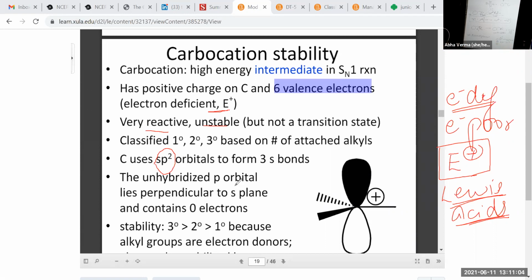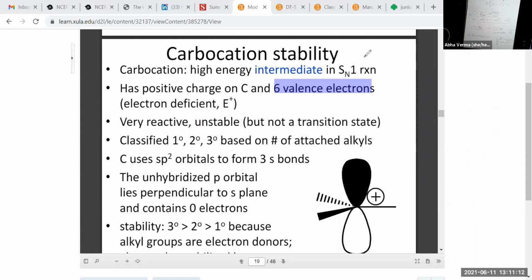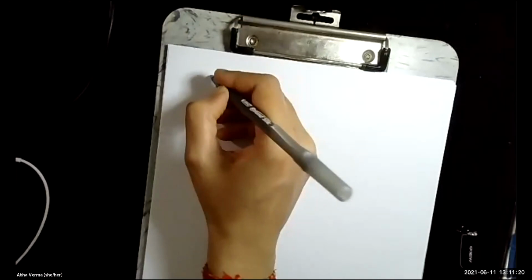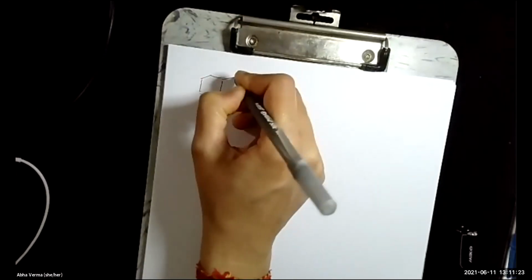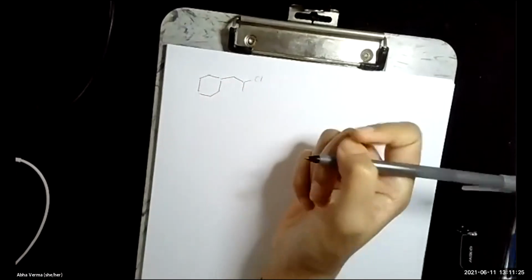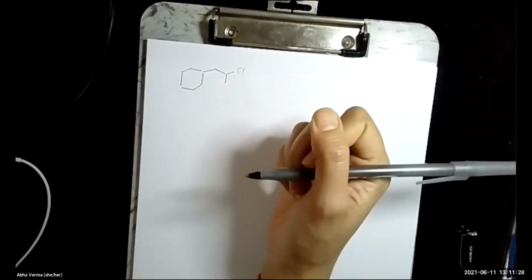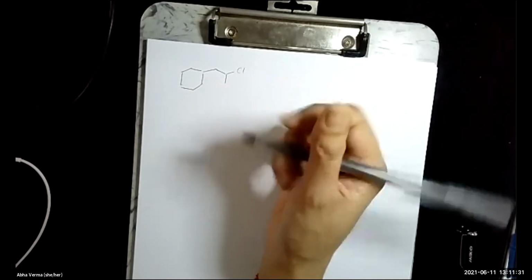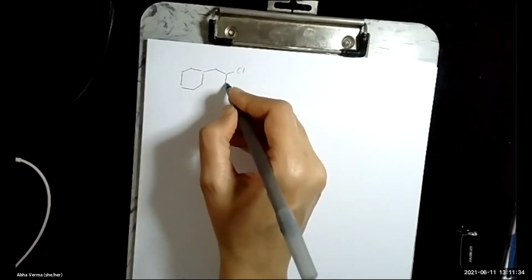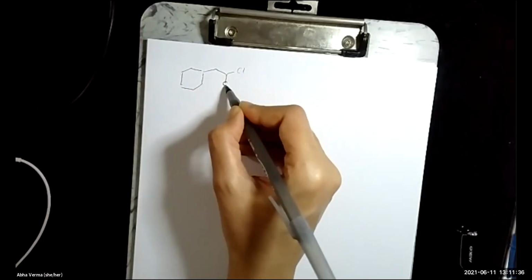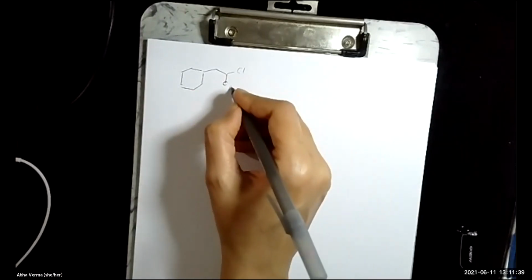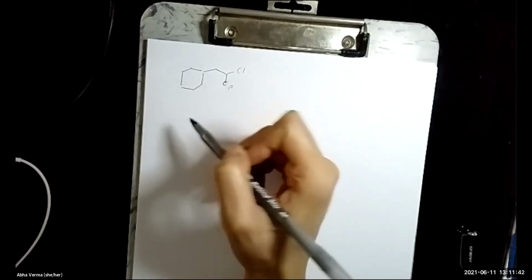Now, the next important thing that you will see multiple times is the stability of a carbocation. Before we do that, let me remind you what is the classification that we are using. If you have a structure like this, how many primary carbons are there? What is a primary carbon? A carbon which is attached to only one more carbon. Yes. So this is a primary carbon. Do we have any other primary carbons? No.